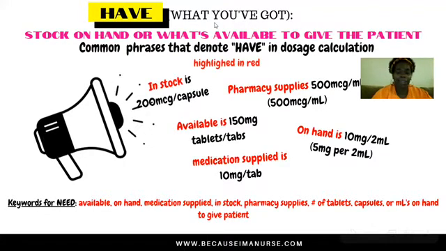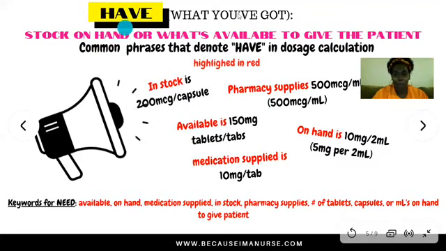So common phrases that denote have, or what you've got, in the basic dosage calculation formula are in stock, pharmacy supplies, because where do we get most of our medications? All of them really nowadays are from the pharmacy. Available is, on hand is, medication is supplied. So we're going to be on the lookout for these key phrases when we're trying to find the have in the basic dosage calculation formula.